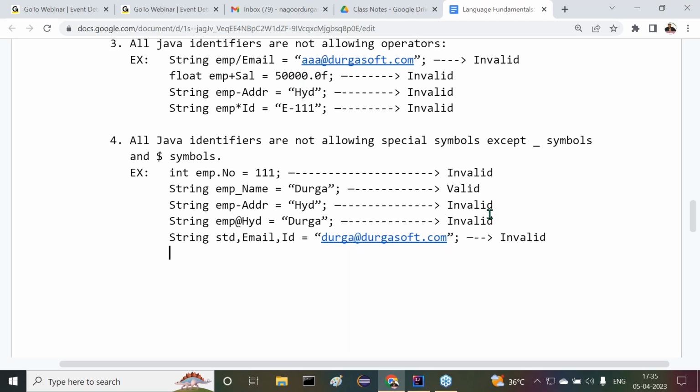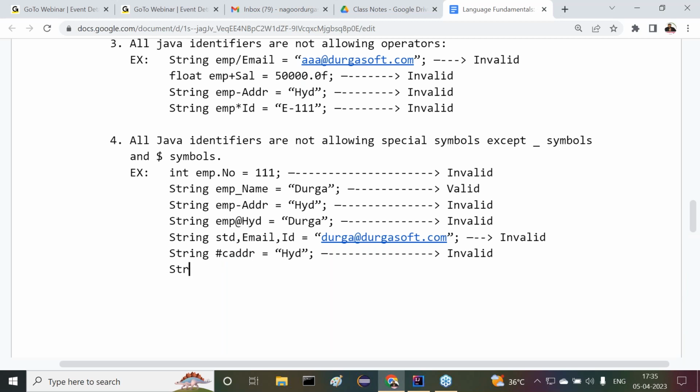Next one: String #caddr = Hyderabad, for example. What about this one? Valid or invalid? Invalid. Why is it invalid here? We have used a hash symbol here. These hash symbols are not allowed inside identifiers. All of you are getting it or not?